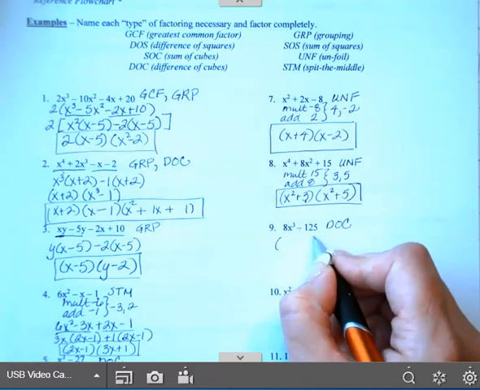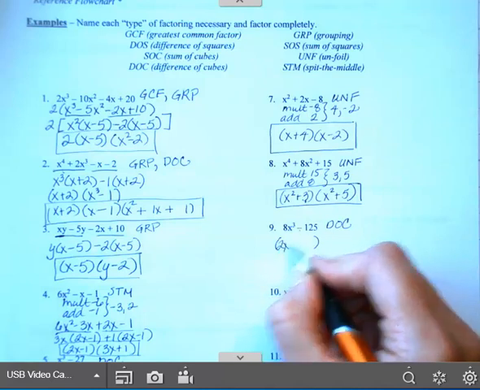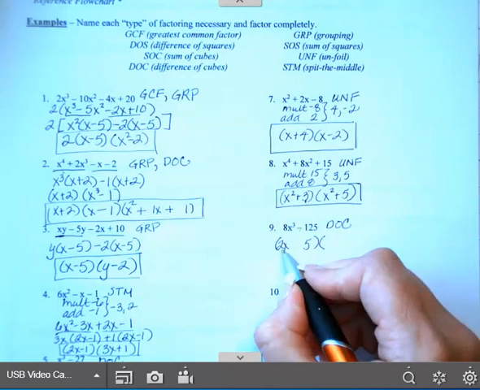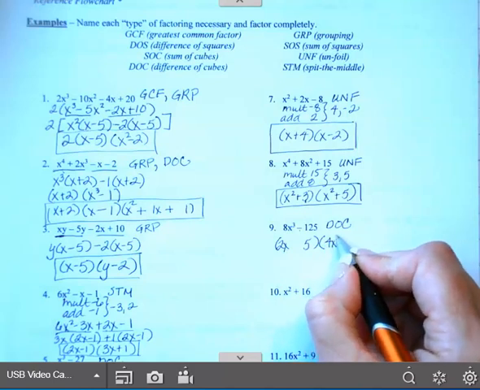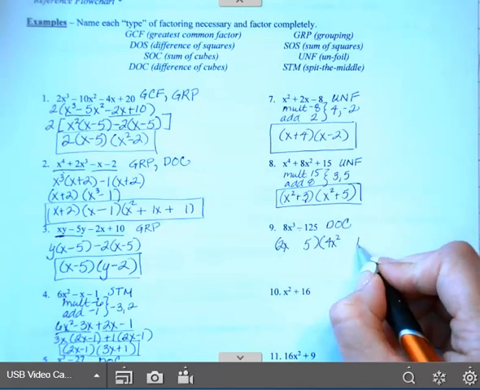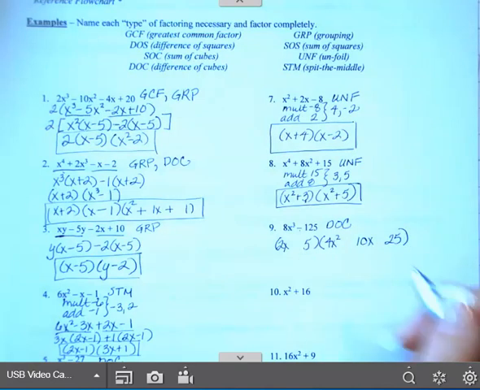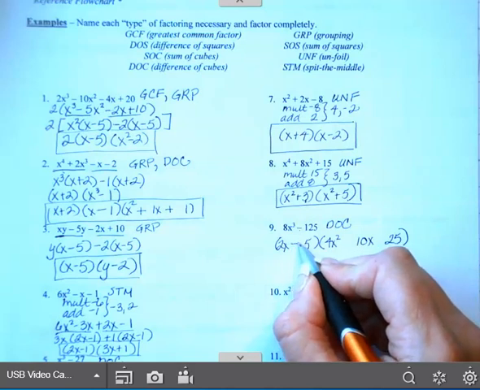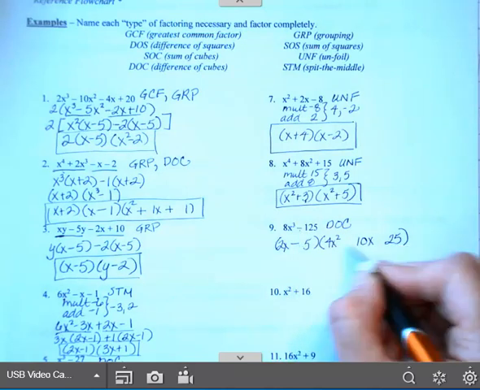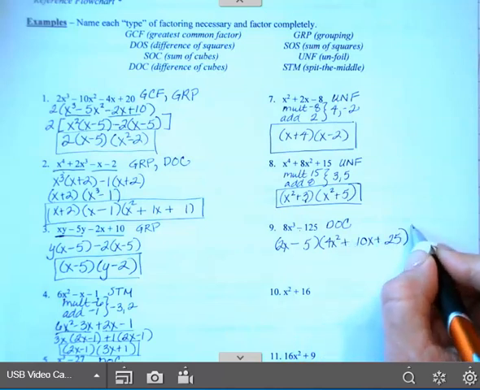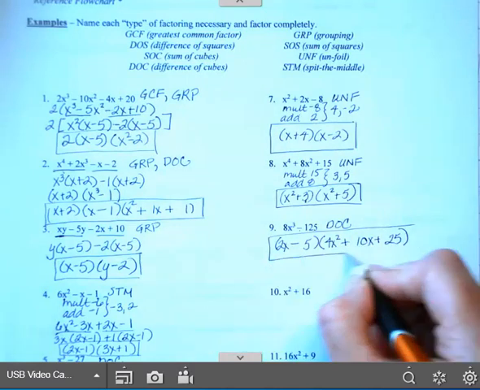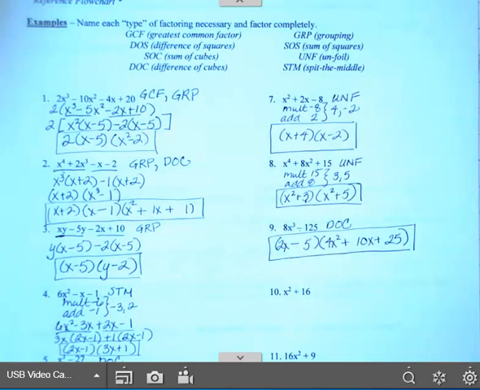Take the cube root of each of those, so 2x and 5. Square the first one, so that's 4x squared. Multiply those together, that's 10x. Square the last one, so that's 25. And then on the signs, same, so same sign that you have there. Opposite, and the last one is always positive, and you're done. So you just need to memorize that pattern, and that pattern's also on your factor sheet. This will not factor any further.